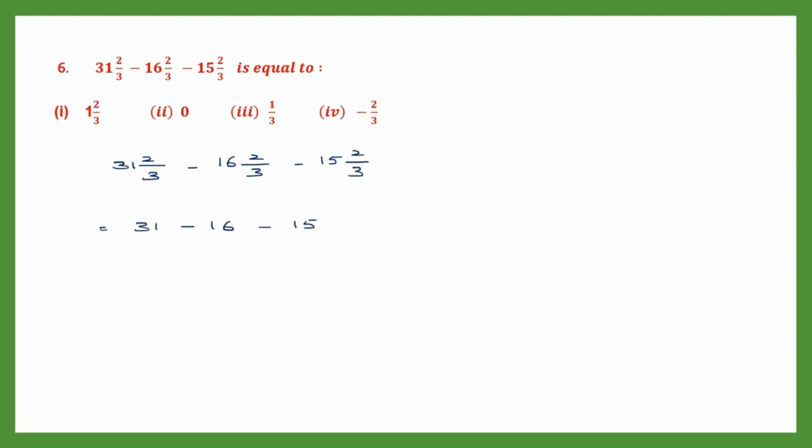So when we take the whole numbers and subtract, what do we get? 31 minus 16 is 15. Now 15 minus 15 is 0.